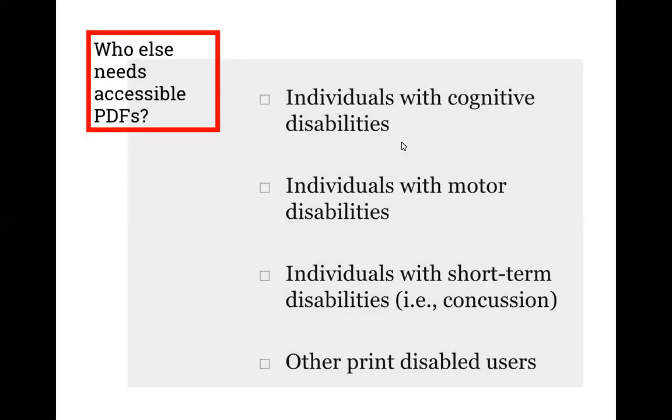And beyond people who have visual impairments, there's actually also a lot of other people who may need accessible PDFs. People with certain types of cognitive disabilities or intellectual disabilities may choose to use a screen reader. Individuals with motor disabilities that mean that they have difficulty using printed materials may also use these sorts of technologies. Individuals with short-term disabilities also often make use of accessibility features, and other print-disabled users.